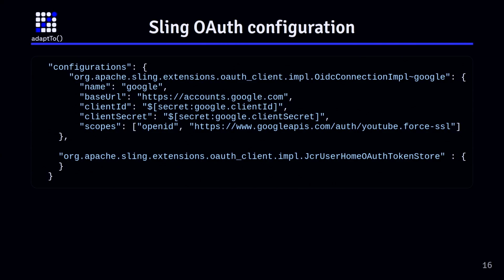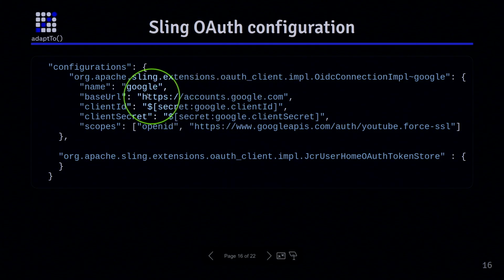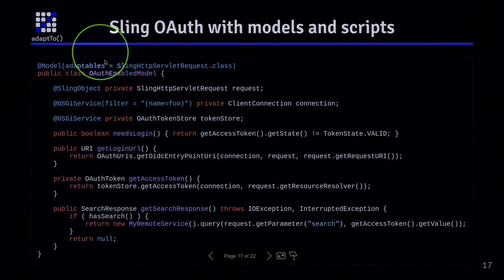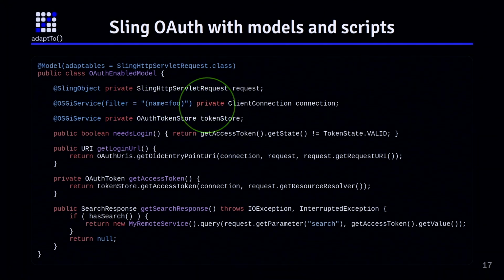Each connection has a name, and this is how you link it back in your code. You set a filter for the property. And then you have the token store service, which allows you to get the tokens. And from there, it's pretty straightforward. You have methods to get an access token, and you can see if it's valid or not. And if it's not valid, or you just don't have it, you have a method to print the login URL.